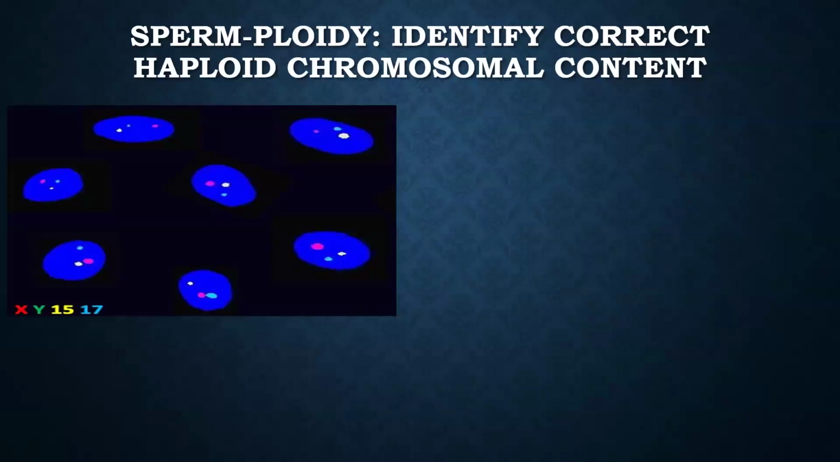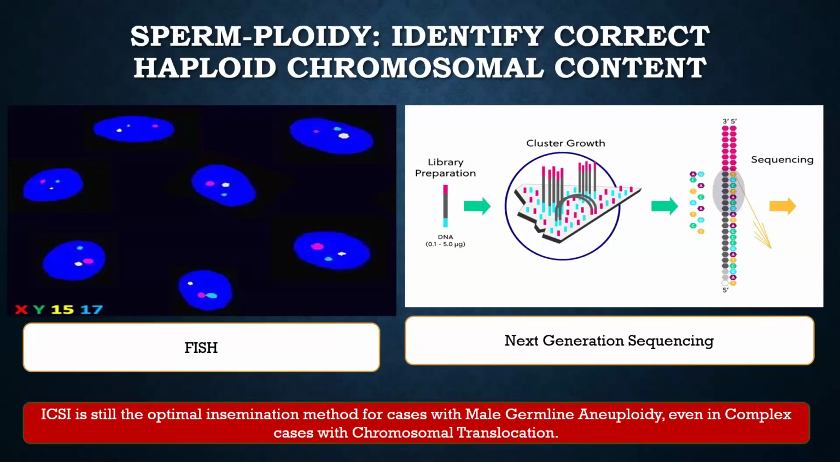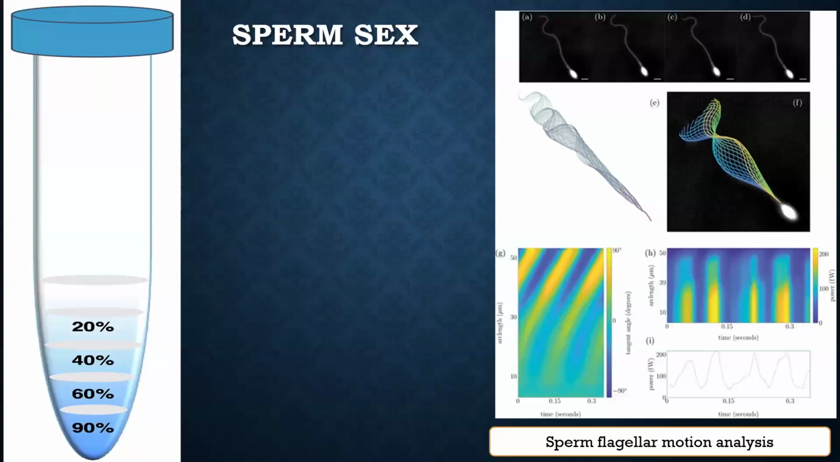Now coming to sperm ploidy, sperm being a haploid structure, any aneuploidy in the sperm DNA itself can be crossed over to the next offspring. So studies with FISH and next generation sequencing have helped us get across male germline aneuploidy, and complex cases such as chromosomal translocation can be dealt with such investigations, and this can only be possible when they are accompanied with ICSI.